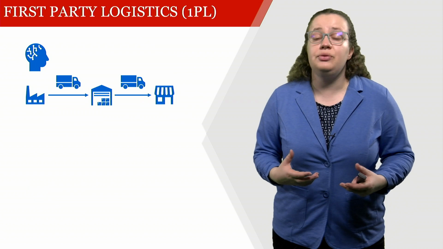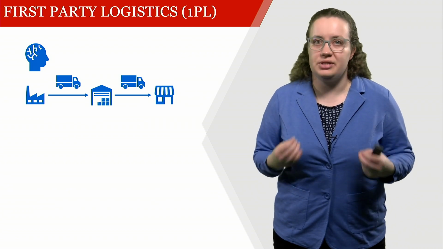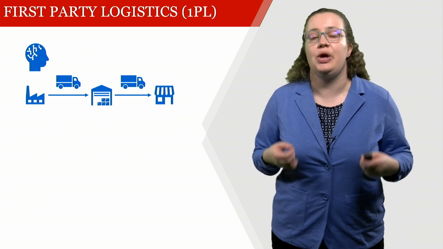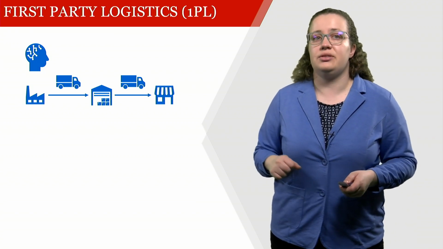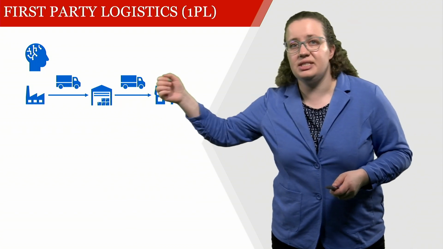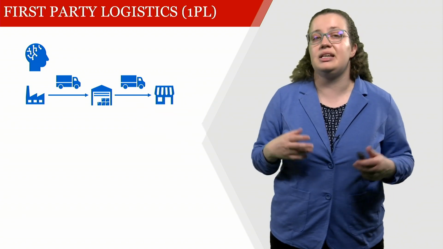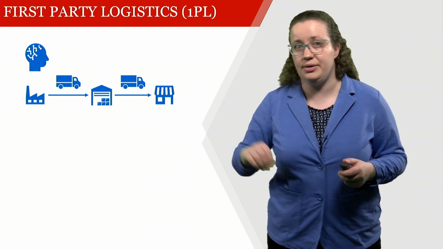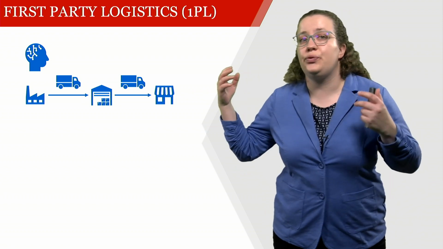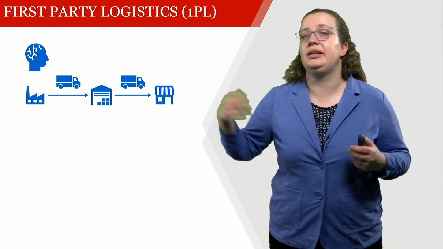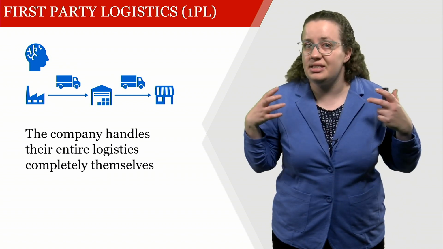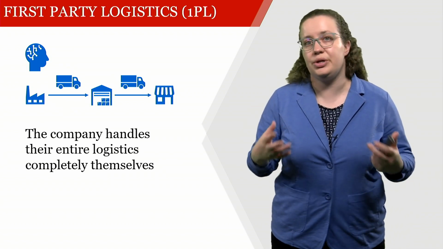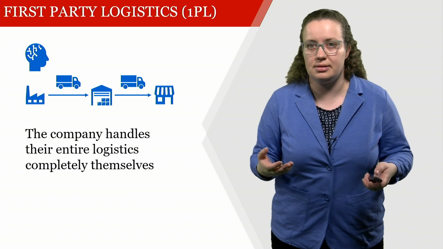If the company does everything by themselves, then we refer to this as first-party logistics. So in this case, the company has the production facility, has the final assembly facility, potentially some warehouses in the middle. It has the full oversight, and it also completely owns the fleet. Then the company that handles the entire logistics by themselves is known as first-party logistics.